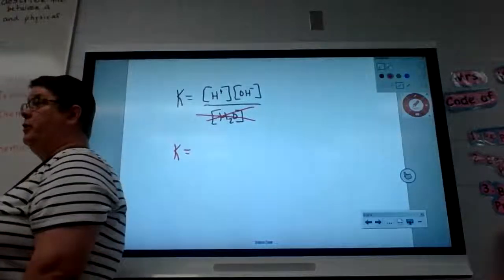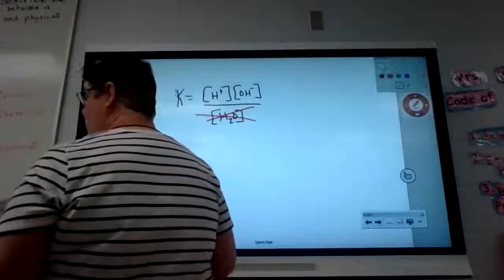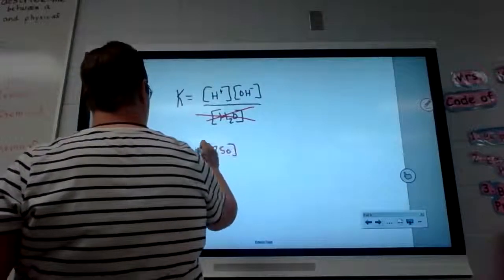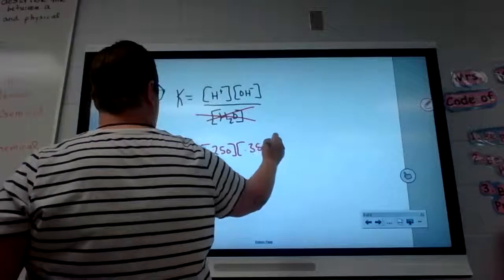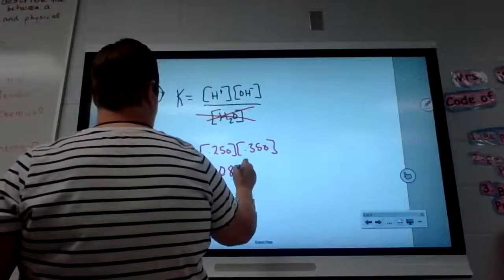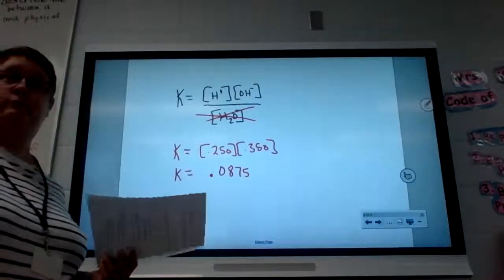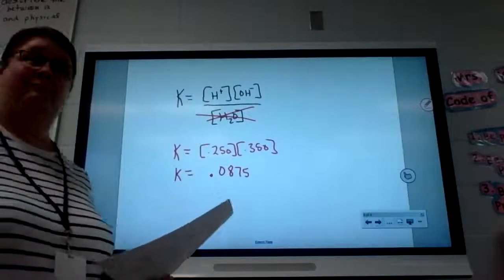Okay, that's the part Blake couldn't figure out last night and you forgot. It's a liquid, it doesn't stay. So H plus is 0.250 and OH is 0.350. So multiply and you get 0.0875. And then for the second one, you say you got what? 0.079.